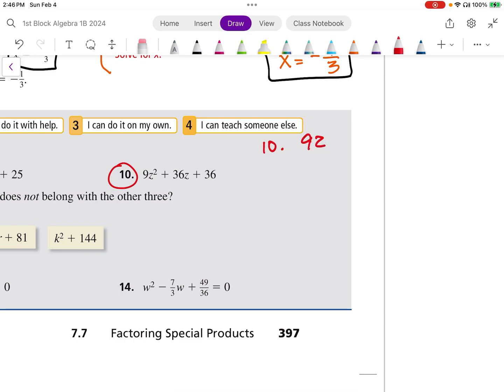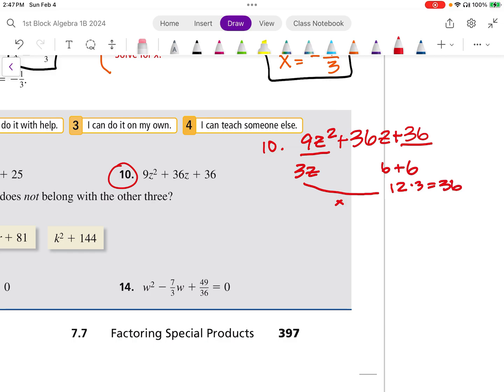Number 10, 9z squared plus 36z plus 36. Is 9z squared a perfect square? It is. The square root is 3z. Is 36 a perfect square? It is. The square root is 6. So we want to add 6 and 6, which is 12, and then we're going to multiply by a. And 12 times 3 is 36, which is what we're looking for right here. Awesome. So that means we can factor this as 3z plus 6 squared, they're both addition.